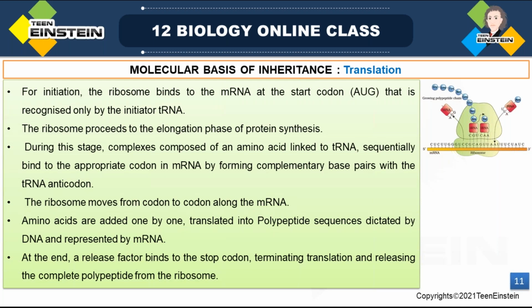So for initiation, the ribosome binds to the mRNA at the start codon. At the start of translation, where will the ribosome bind? At the start codon, because the translation process will get started only from that start codon, right? That is recognized by the initiator tRNA. That initiator tRNA will recognize the start codon and the ribosome binds to the mRNA at the start codon.